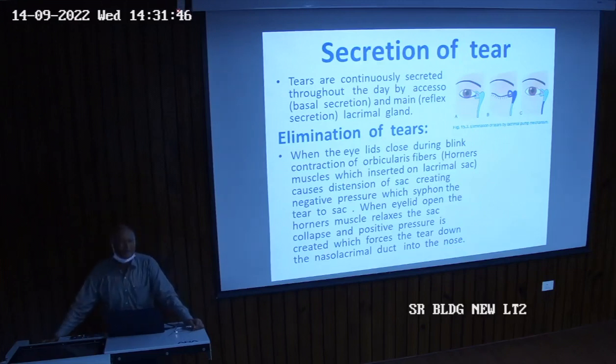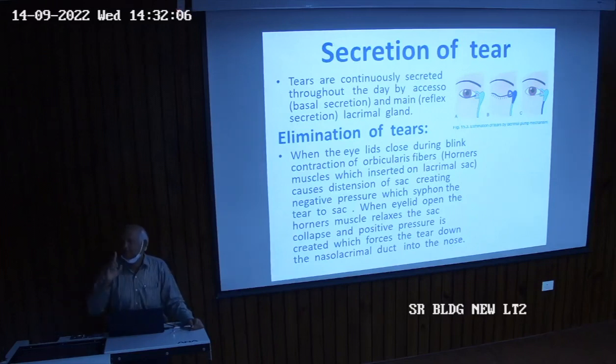You might be thinking that closing causes prolapsing of this. It is the reverse. Closing is the siphon action because the muscle is attached to the lacrimal sac. It fills up there, and on opening, with pressure, it propels the tear down. That is the mechanism of tear drainage. Remember this, we can ask you how the tears are drained into the lacrimal sac and the nose. That is how this mechanism acts.